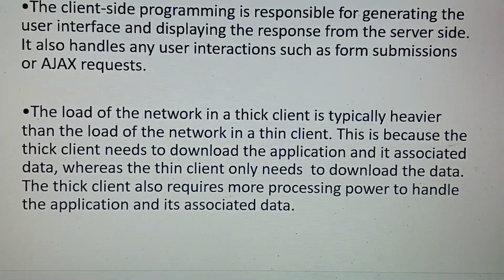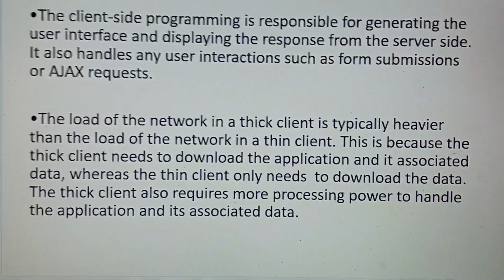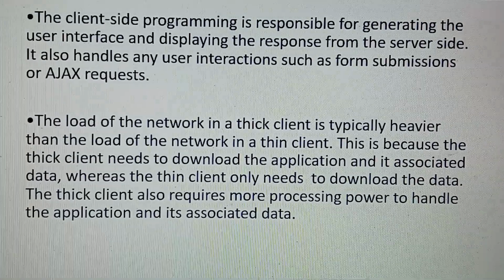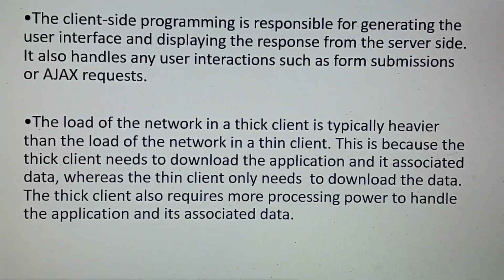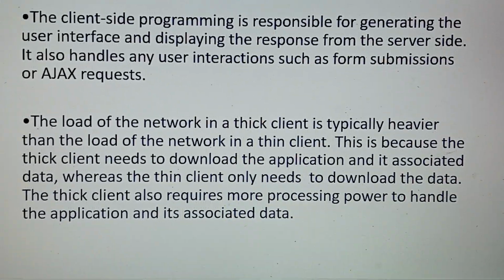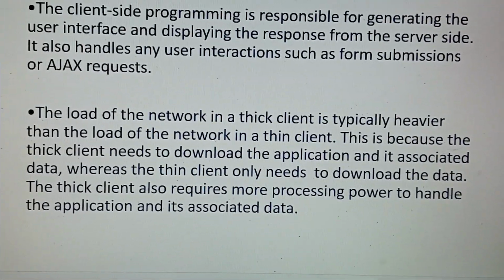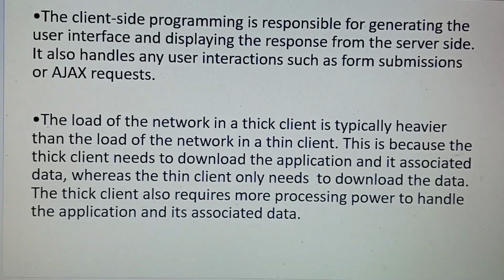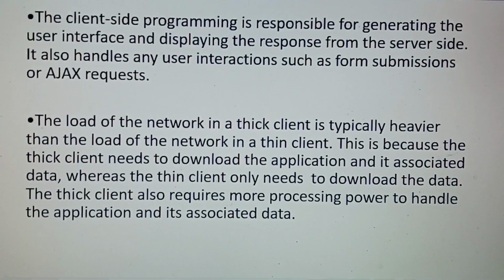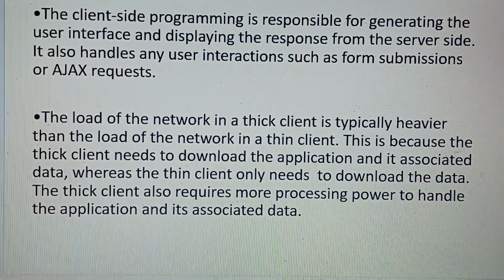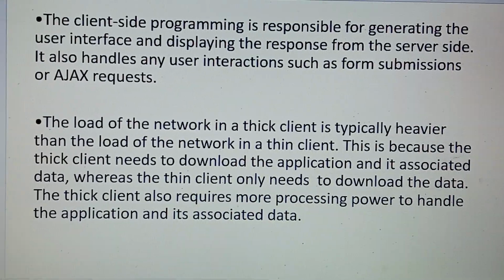In between the server side and client side programming, the client side is sending a problem or queries to the server side by using the SQL query or API. It is only responsible for the user interface and displaying the response from the server side. Whatever response comes from the server side, it's only the duty of the client side programming, and it also handles the user interactions such as form submissions or AJAX requests.